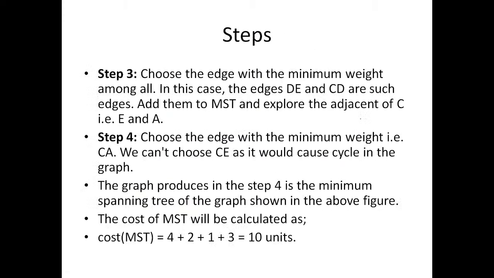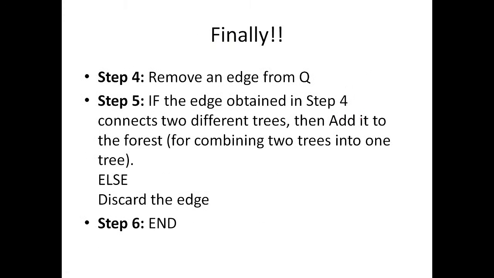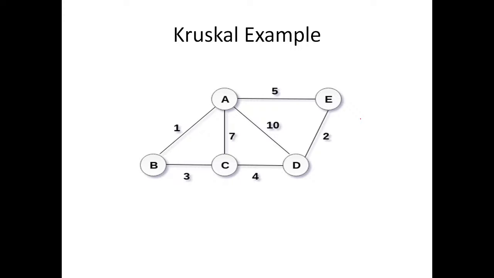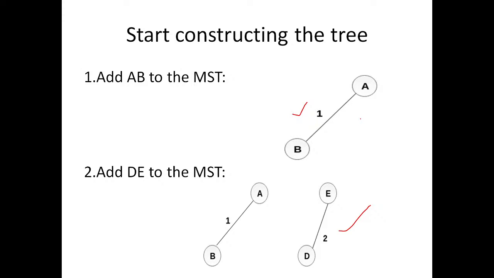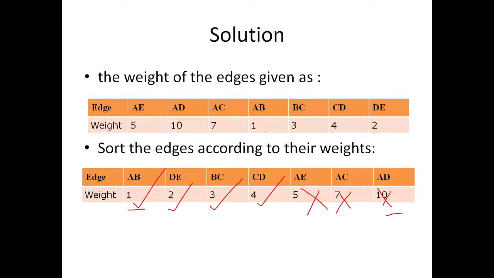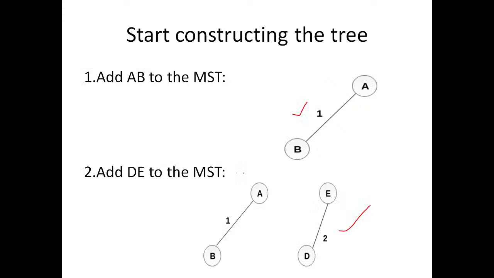Now for Kruskal, what we have to do is create a table with edge weights corresponding to the edge names. Next, sort them from the minimum one to the maximum one, and next, add them one by one. First AB is added. AB is the first one here. Next, DE is added.